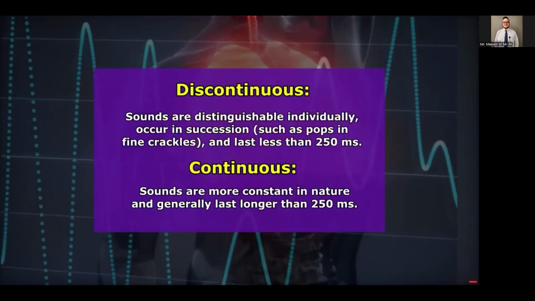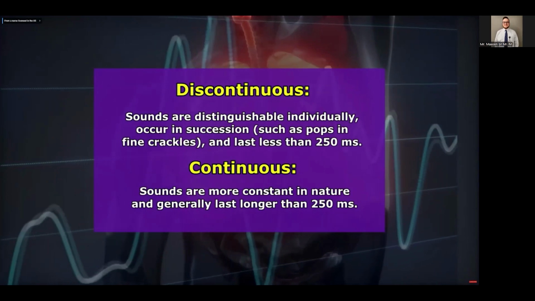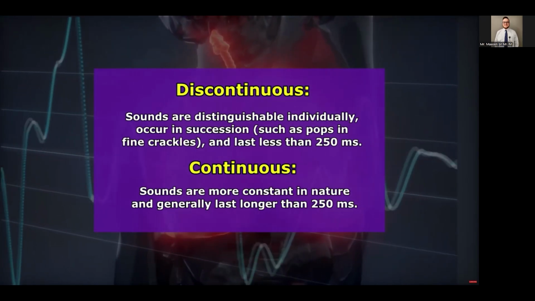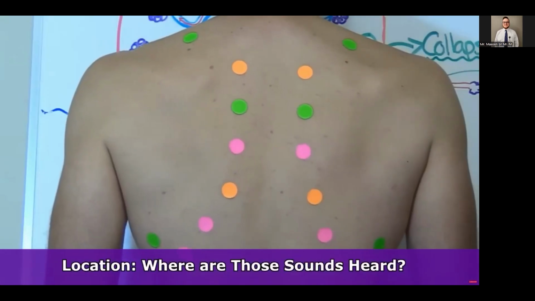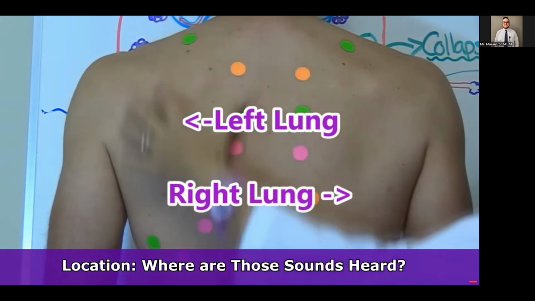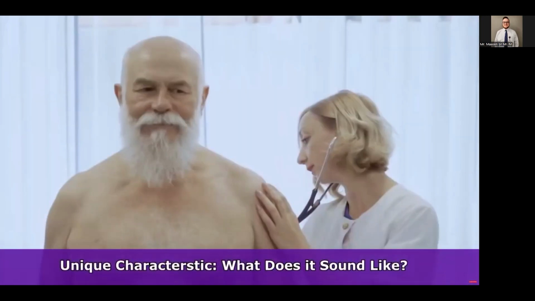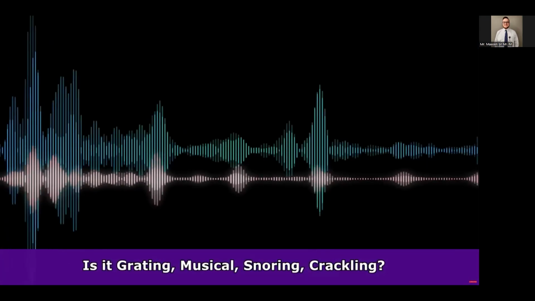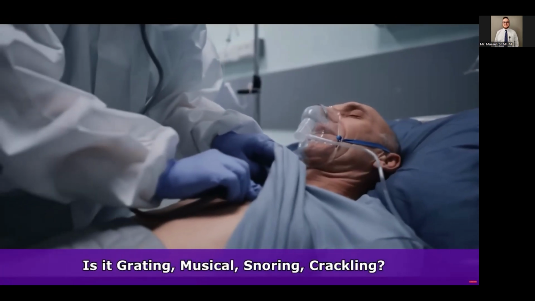For example, if the abnormal sounds are distinguishable individually and occur in succession, such as the individual pops and fine crackles, and those sounds generally last less than 250 milliseconds, the sound is considered discontinuous. However, if the sound is more constant in nature, generally lasting longer than around 250 milliseconds, it is considered continuous. And then another question you want to ask yourself is about location of that sound. Where are those sounds mainly heard? Are they mainly heard in the large airways, like the trachea, the large bronchi, or those smaller airways, which involves the alveoli and the bronchioles? And then lastly, try to determine if this sound has a defining characteristic to it that's just really hard to ignore. For example, the sound sounds like a harsh grating noise, or squeaky musical whistling, or snoring, or squawking, which could hopefully help you determine what kind of sound you're hearing.